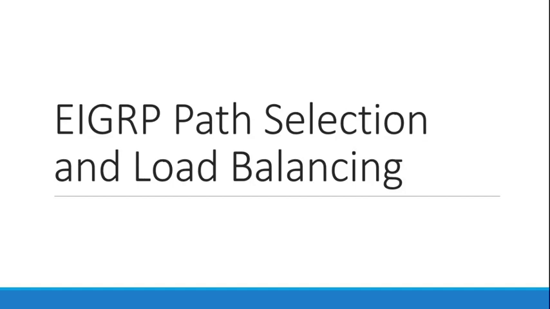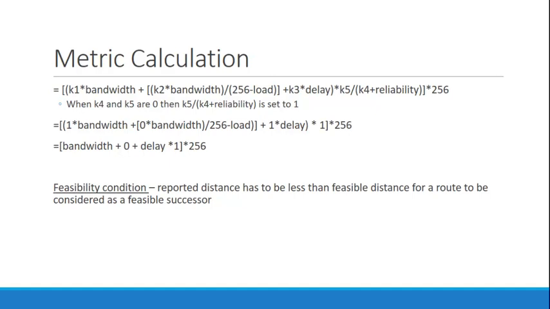Here we're going to look at EIGRP path selection and load balancing. The first part we want to look at is the actual metric calculation, and I want to review what the calculation is and how it ends up defaulting to bandwidth and delay. I have 7 routers set up for us to look at. We'll look at metrics and K values, and then we'll look at equal cost load balancing and unequal cost load balancing.